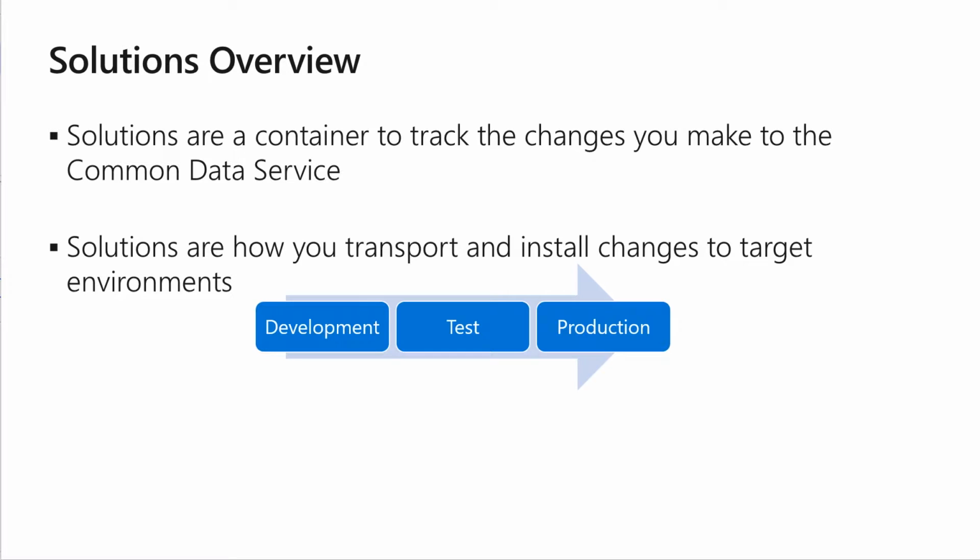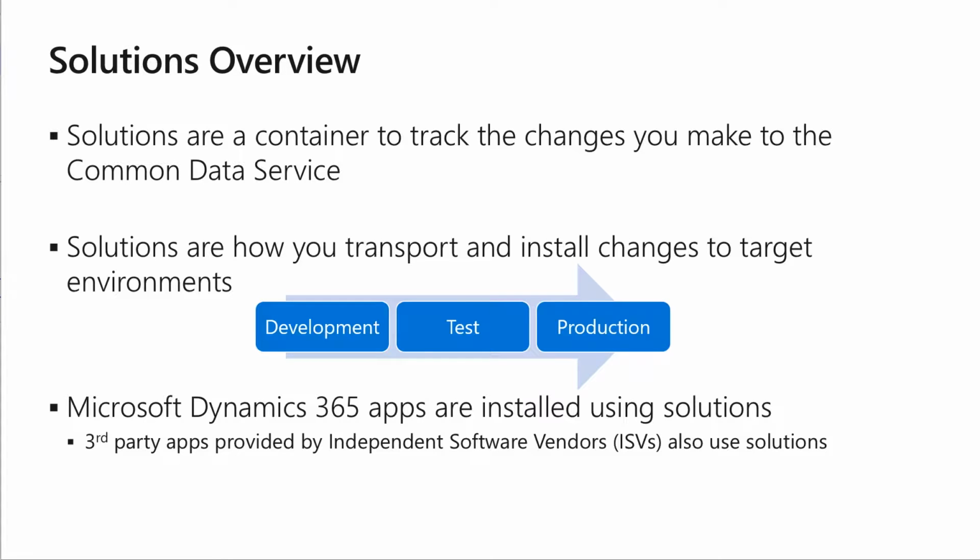Solutions are how we transport and install changes in the target environment. So from development to test to production, from development to other development instances, these are ways that we can move things around. And we'll talk about some of the different options you have when you're moving from dev, test to production and what you should plan to do to make sure that you have a complete representation of your changes when you move between those environments. Now, solutions are also how Dynamics 365 applications are installed, as well as third-party applications when you purchase them through AppSource and install them into your environments.